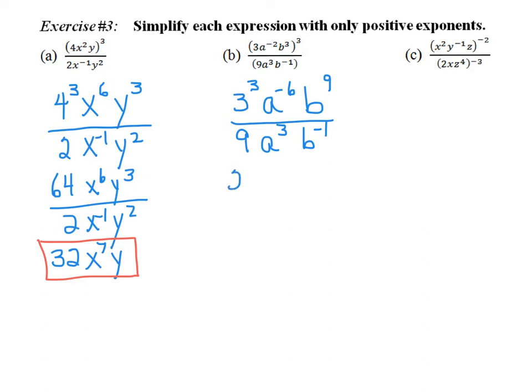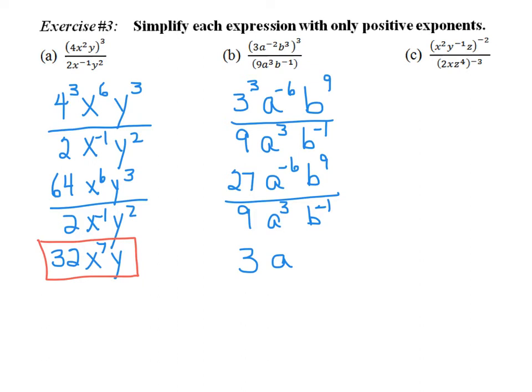Now simplify the coefficients, so 3 to the third, remember, is 27, a to the -6th, b to the 9th, over 9, a to the third, b to the -1. I'm going to deal with the coefficients first, so I have 27 divided by 9 giving me a 3. Now we have two alternatives in ways to look at the division for the a's and the b's. I can either say a to the negative 6th divided by a to the 3rd and subtract the exponent in the numerator by the exponent in the denominator.